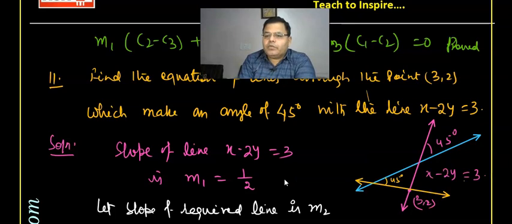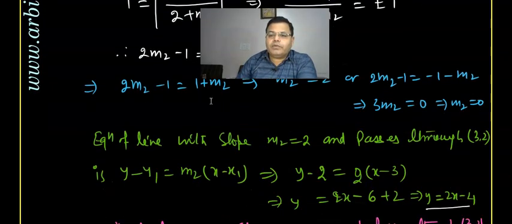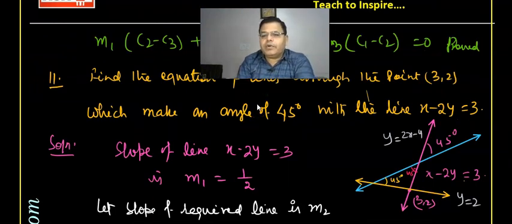So practically these are two lines making an angle of 45 degrees passing through 3, 2, and another line is also making an angle of 45 degrees and passing through 3 comma 2. So there are two possibilities. One of them has the equation y is equal to 2, while the other line has y is equal to 3x minus 7. This is what we obtained. So there are two lines, right? I hope you got it. So two possibilities and two lines are there.